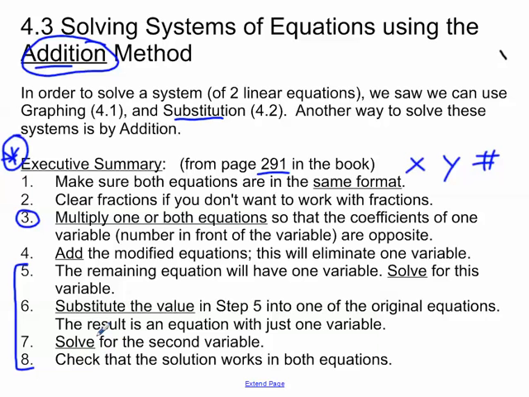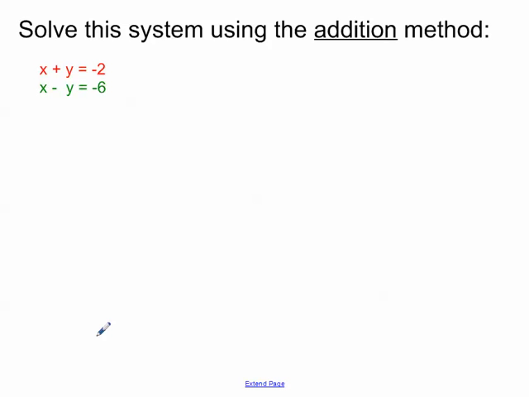So let's see what that looks like. Here's an example. Solve this system using the addition method. Alright, well, step number 1 is, let's see, make sure that both equations are in the same format. And I hope you've printed this out because I didn't do a double slide of this one. But make sure that they're both in the same format.